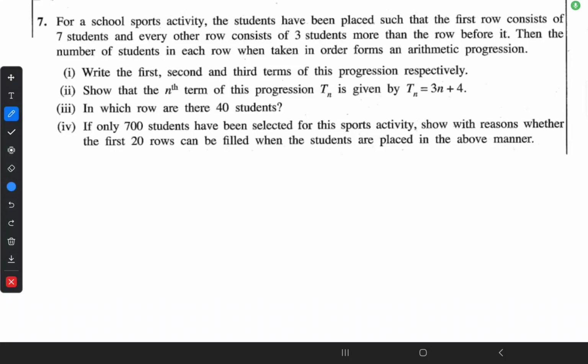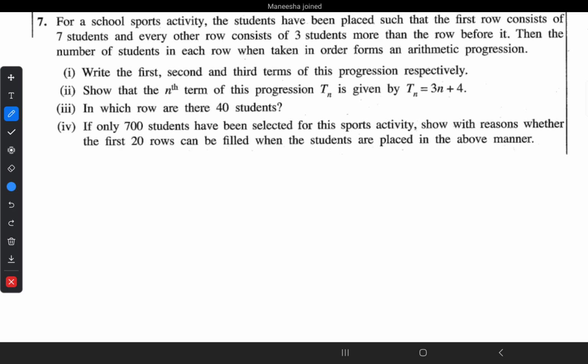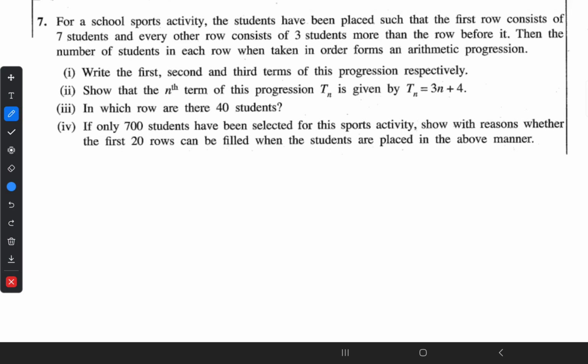Paper 22, arithmetic progression question. Comparatively, this is an easy question. There are 4 parts and all are basic questions. For a school sports activity, the students have been placed such that the first row consists of 7 students and every row consists of 3 students more than the row before it. Then the number of students in each row, when taken in order, is an arithmetic progression. Write the first, second, and third terms of this progression.